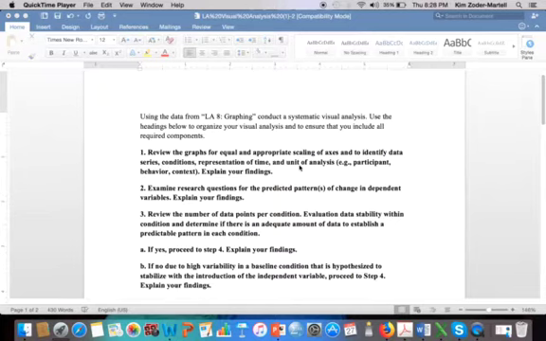So the first thing that you want to do is review the graphs for equal and appropriate scaling of axes, and identify the data series, conditions, representation of time, and unit of analysis, like the participant, the behavior, the context, and you're going to explain your findings. So all I want you to do is look at the four graphs and determine if the y-axis scale is appropriate. So for example, if your unit of measurement is percentage of intervals, then the y-max should be 100 because there's 100 percentage points in a percentage.